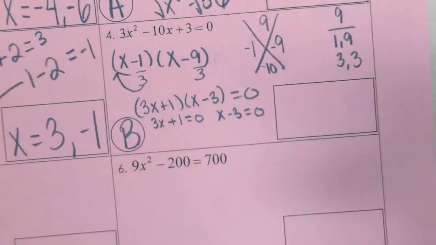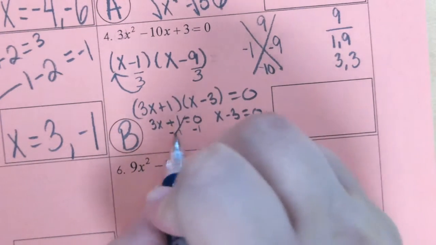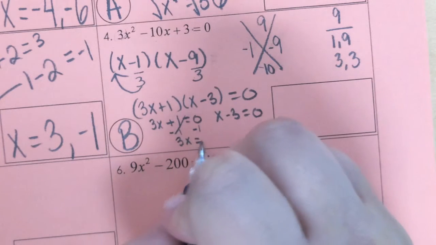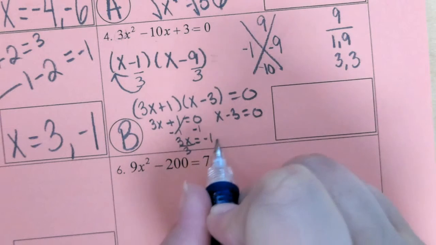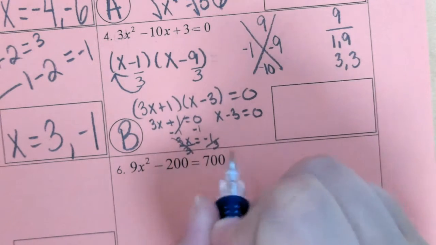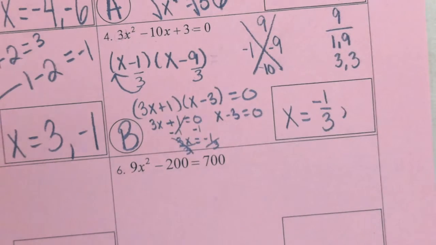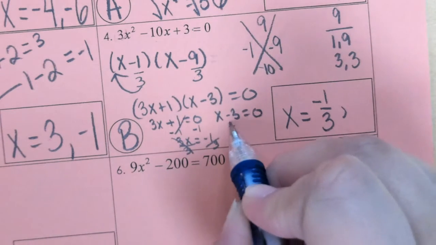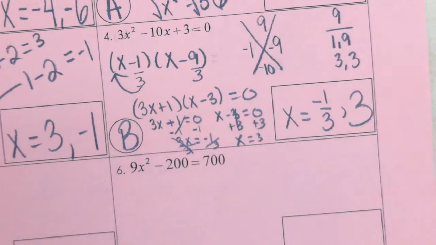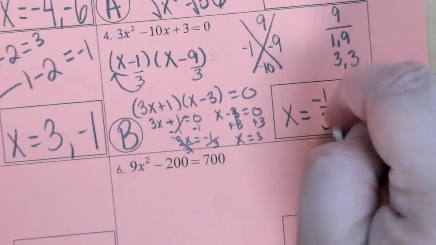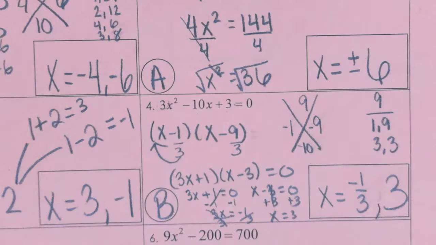Okay, so to get x by itself, I would subtract 1. And then to get x by itself, last step, I would divide by 3. And we discussed that we would just leave it as a fraction. So I would leave it as x equals negative 1/3. And then here, if I add 3, I get x is 3.